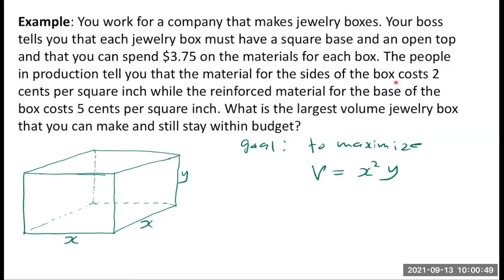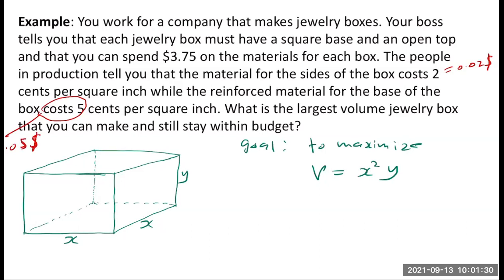That's where this data is going to help you. The cost for the sides is given and the cost for the bottom is given. By the way, we need to convert this cost into dollars, okay? Because the total amount available for you is given in dollars. So 2 cents means $0.02, okay? And the other one is $0.05.